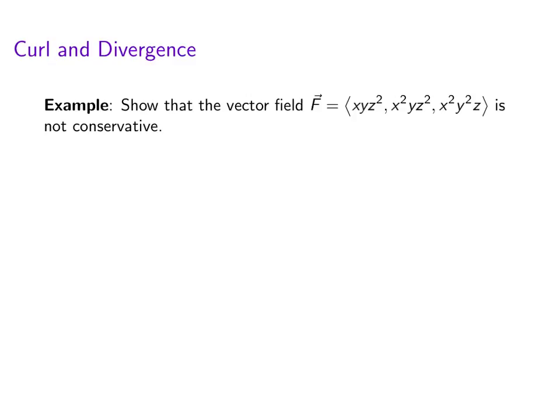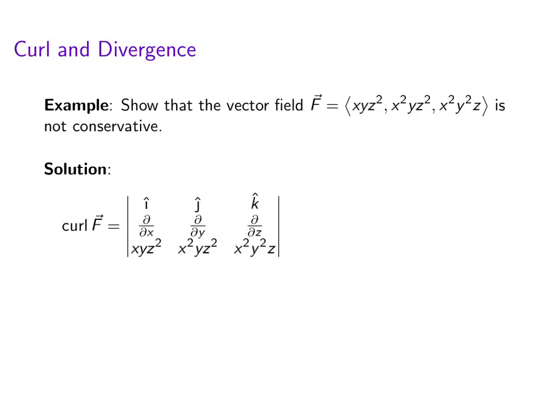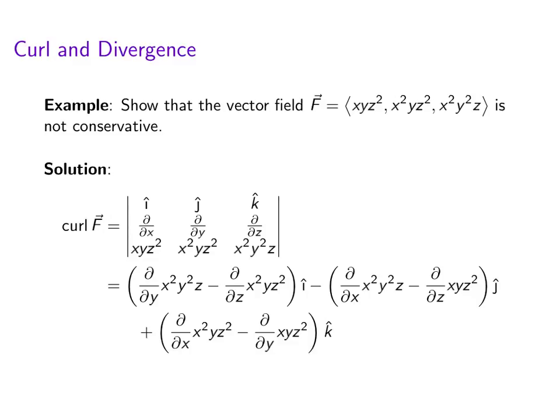So let's do an example. Let's show that this vector field is not conservative. So instead of trying to prove that we can't find a potential function, instead we're going to compute the curl. So the curl of f looks like this. This is how we set it up as a determinant. Then this is what the components are going to look like. Now remember, all we're trying to do is prove that this curl is not equal to zero.